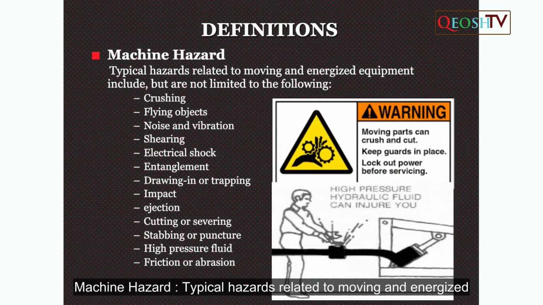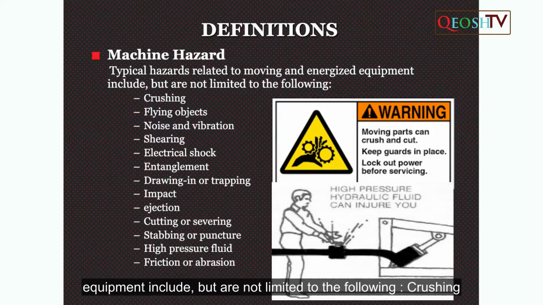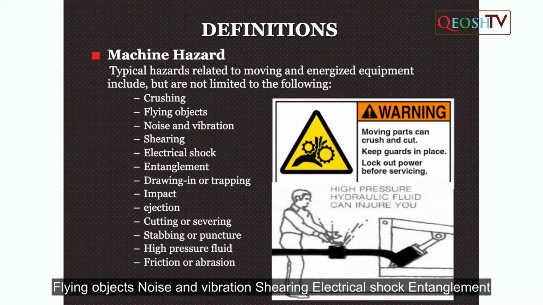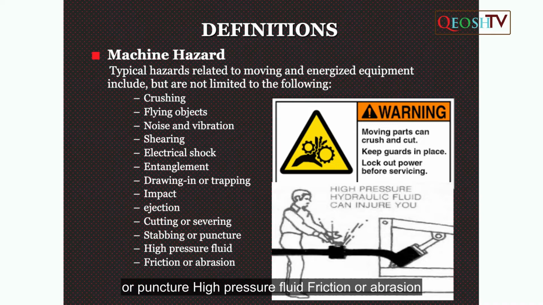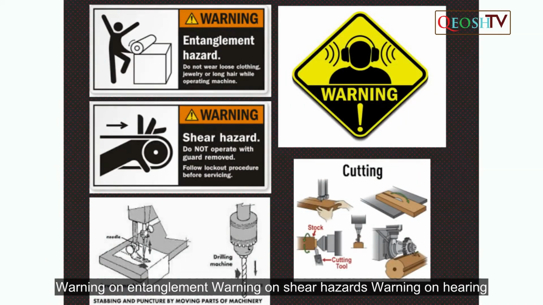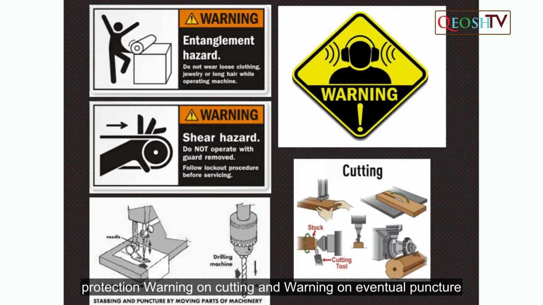Machine hazard. Typical hazards related to moving and energized equipment include, but are not limited to, the following: crushing, flying objects, noise and vibration, shearing, electrical shock, entanglement, drawing in or trapping, impact, ejection, cutting or severing, stabbing or puncture, high pressure fluid, friction or abrasion. Warning on entanglement, warning on shear hazards, warning on hearing protection, warning on cutting, and warning on puncture and stabbing.